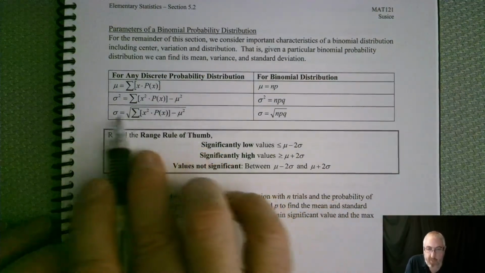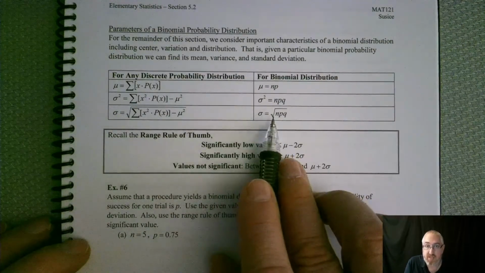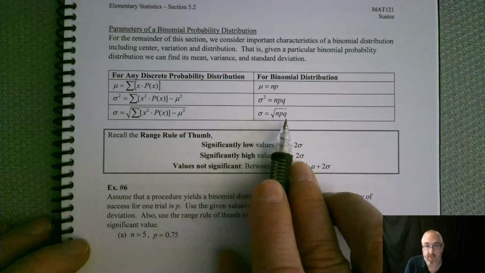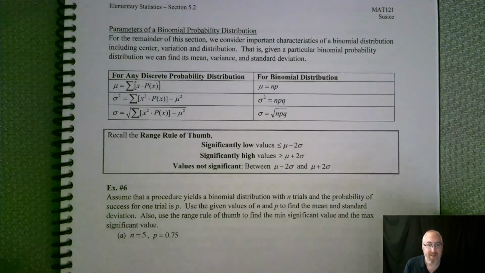Standard deviation, again, we got this long, complicated formula. For binomial situations, it's just the square root of n times p times q. Whoops, very, very quick. Sorry about that.